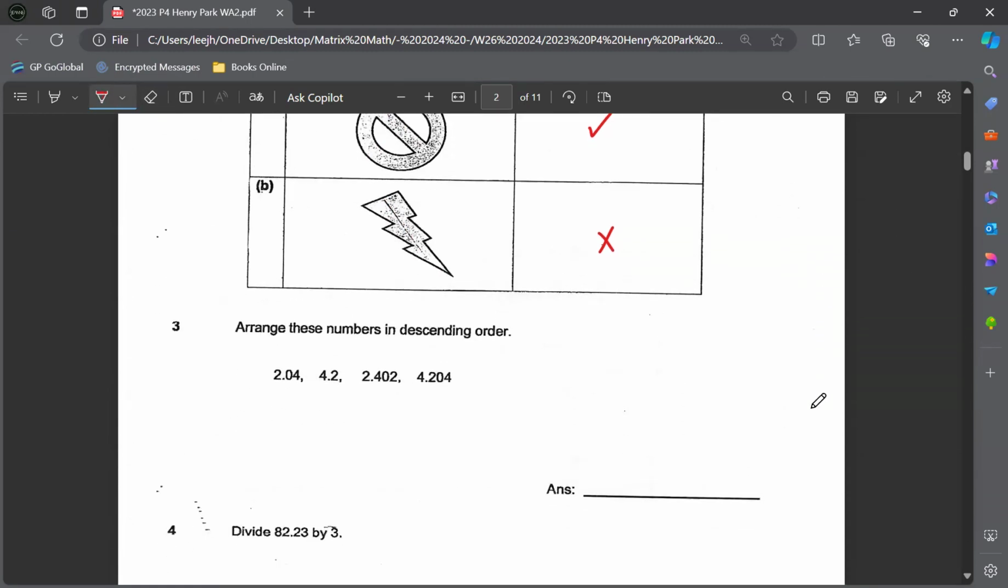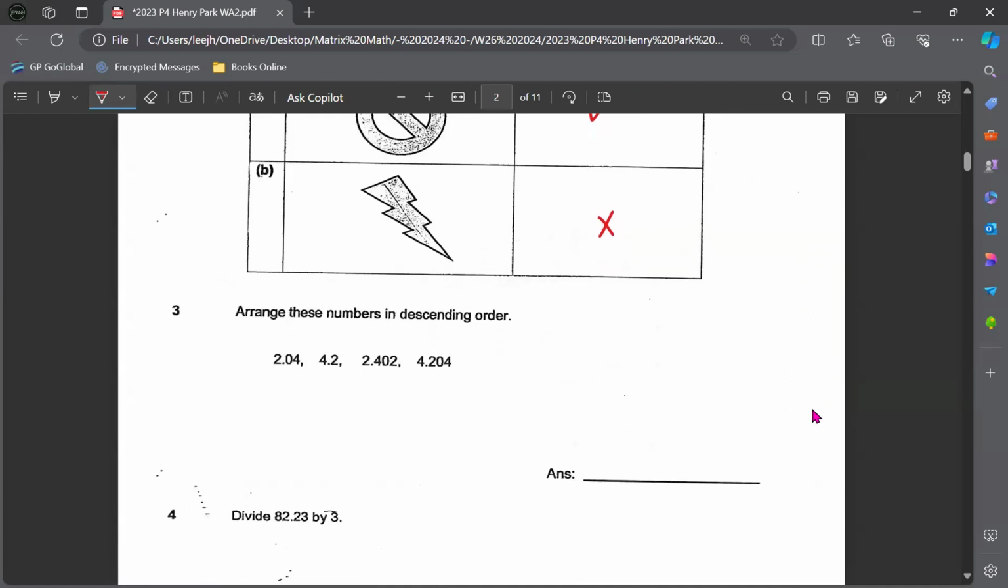Okay, question 3. Arrange these numbers in descending order. Descending means from big to small. So if you look at the decimal places given here, this is actually 2 decimal places. This is 1. This is 3. This is 3. So for me, I will actually convert them to 3 decimal places to compare. So this will become 2.040. This is 4.200 because you just put a 0 at the back to make it to the 3 decimal places.